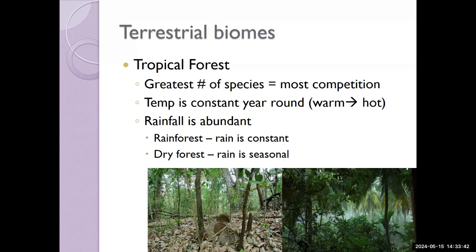This biome features the greatest number of species, which means it will also feature the most competition for resources. The temperature is consistent year-round, warm to hottish, and rainfall is abundant, sometimes up to 400 inches a year. There are tropical rainforests and tropical dry forests. In both of these situations, that rainfall is vast and abundant, but in a rainforest, the rain occurs consistently throughout all 365 days. Whereas in a dry forest, the rain is seasonal and they will have a designated rainy season with monsoons and torrential downpours at that time.